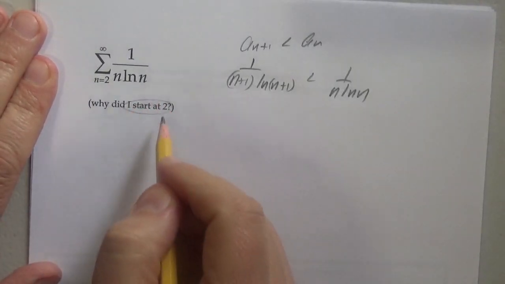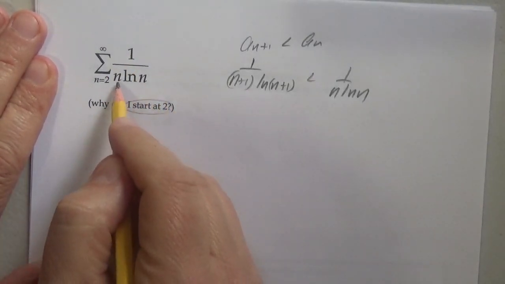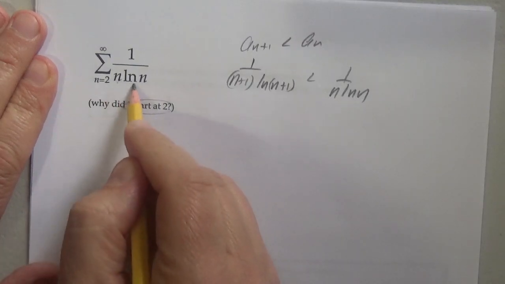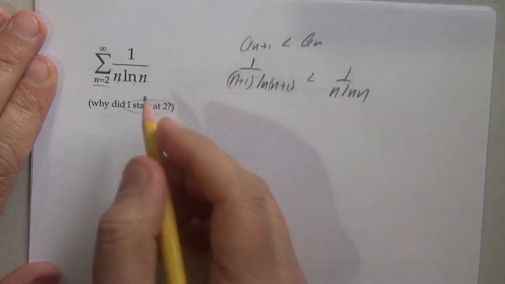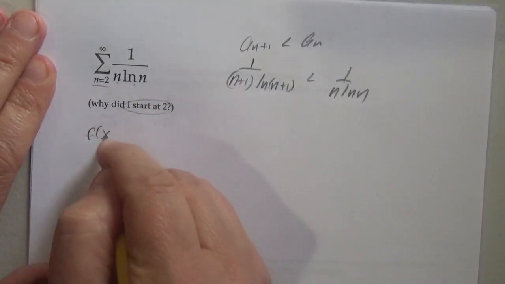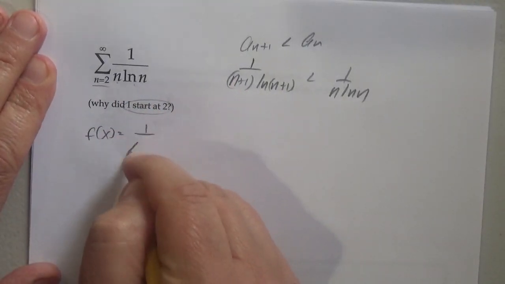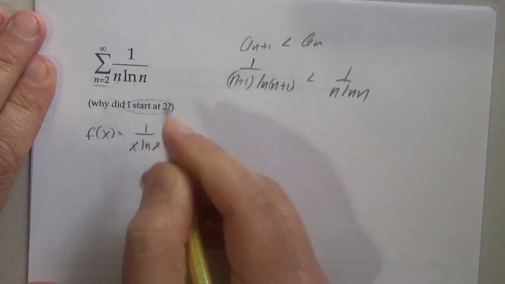Just a quick question, why did I start at 2? Well, that's because if I plug in 1 here, I get 1 here, and the ln of 1 is 0. It can't have 0 in the denominator, so that's why this series starts at 2. So I'm going to rewrite it as f of x equals 1 over x ln x.